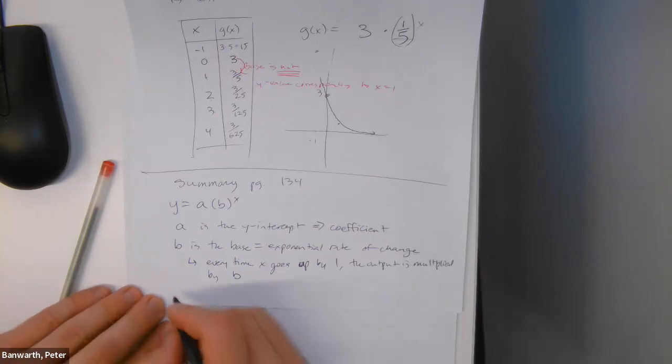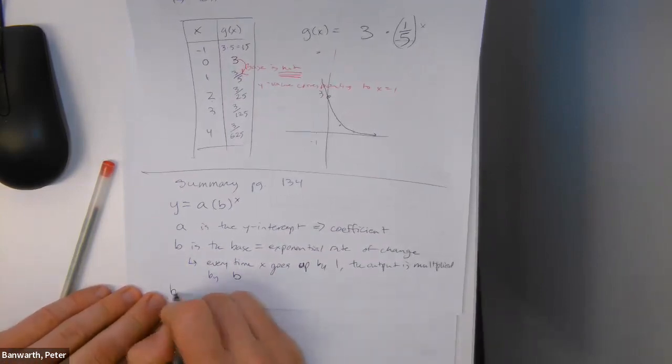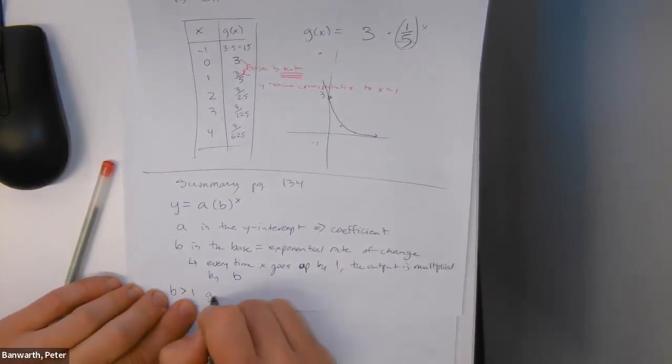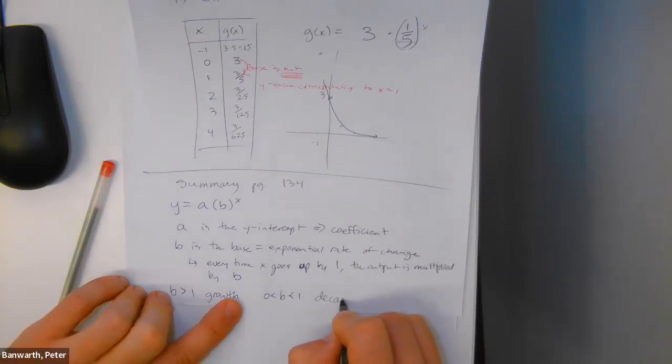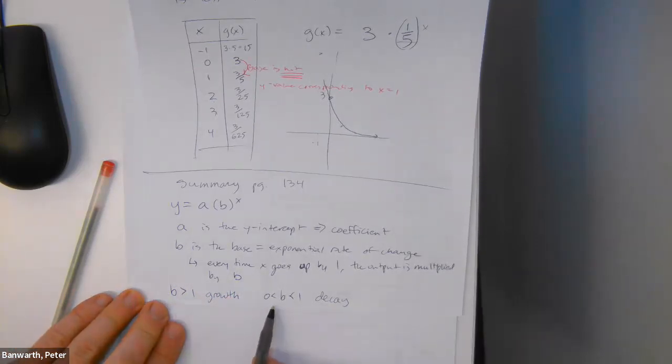But I'm going to add one more piece of information. If b is greater than 1, we have growth. And if b is between 0 and 1, we have decay. And those are the only values we allow for b. B cannot be 0, it cannot be negative. And if b equals 1, it's just really boring, because 1 raised to any power is just 1.